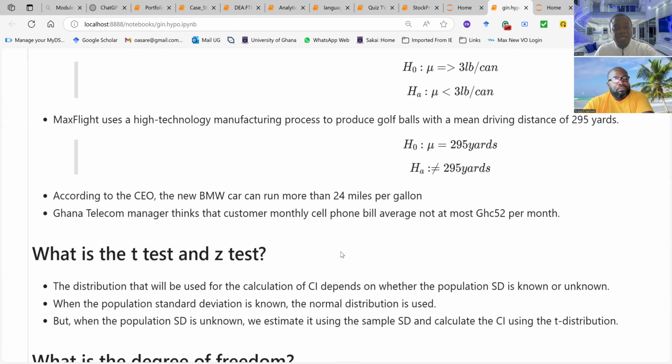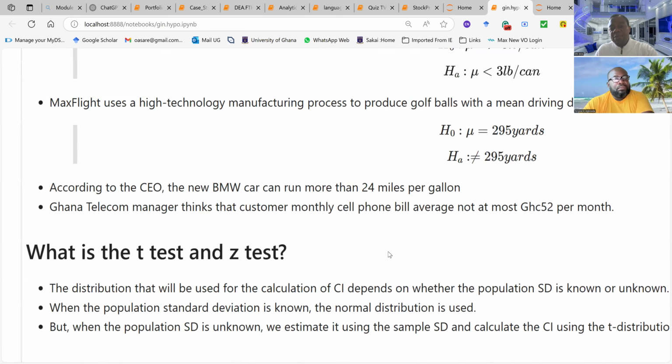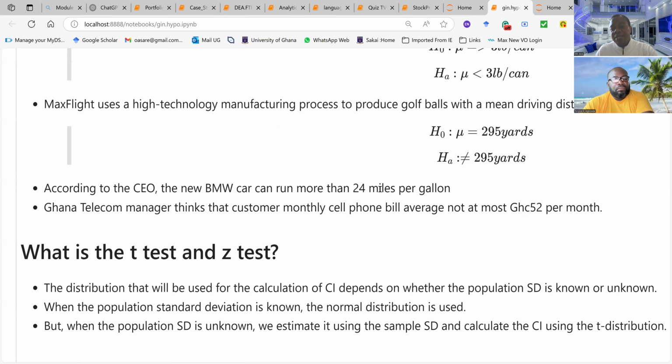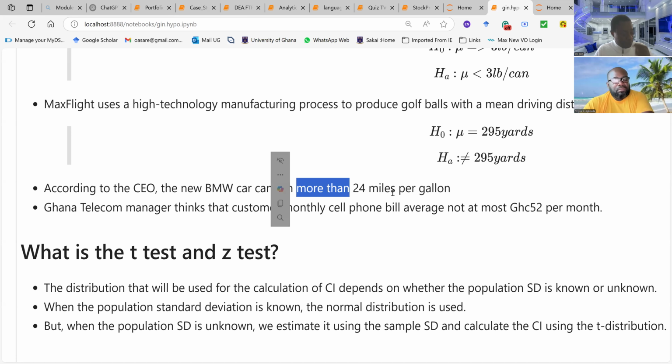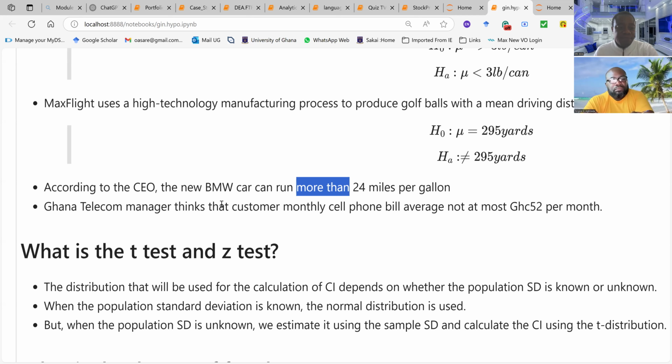According to the CEO, the new BMW car can run more than 24 miles per gallon. So you have to ask yourself, what symbol is more than? Who can tell me? Greater than, exactly. Now you know that this is greater than. Its opposite will be less than or equal to. And so the null will come to the bottom one, because that is the less than or equal to. And then the rest you can do yourself.